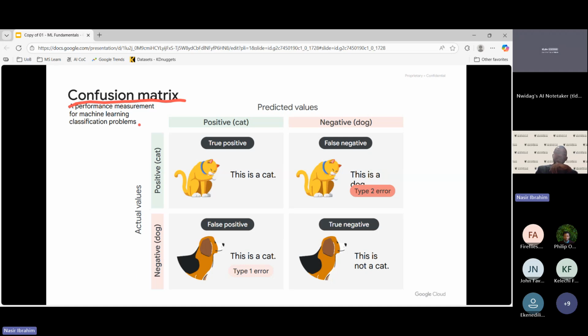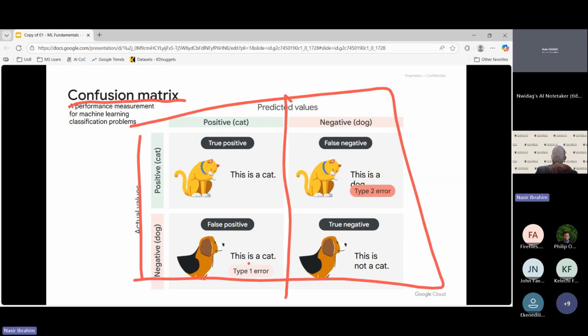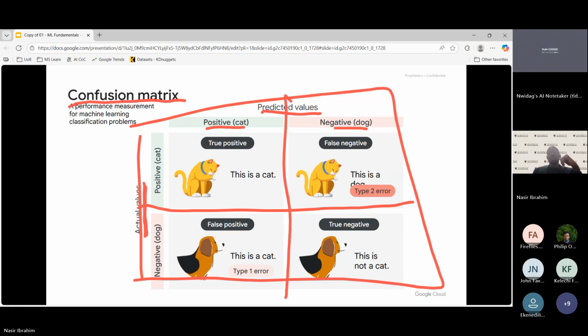This is basically a matrix. In this case, because we have two classes, we consider one of the classes to be positive, which is cat, and we consider the other class to be negative. Then we plot the predicted values, what the model predicts, as well as the actual. We count how many samples we know are cats and the model predicted them as cats. When we have those, that is considered to be true positive.